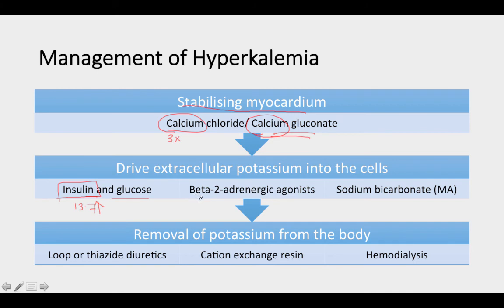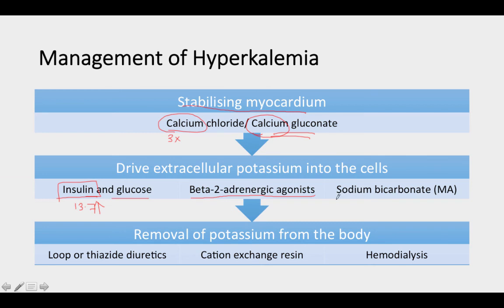The other things that we don't tend to give as much are beta-2 adrenergic agonists, and I'll tell you where I have seen a patient get beta-2 adrenergic agonists. We had this large lady who was very difficult to cannulate, who had a potassium of 8.1 and ECG changes, and while we were getting an ultrasound machine, we just gave her some nebulized salbutamol for what it was worth. Not sure how effective it was, but physiologically it made sense.